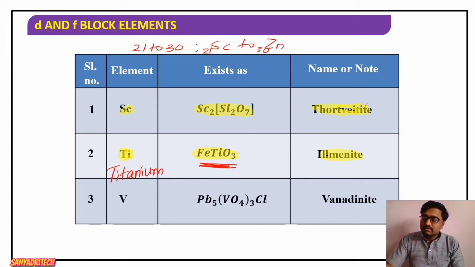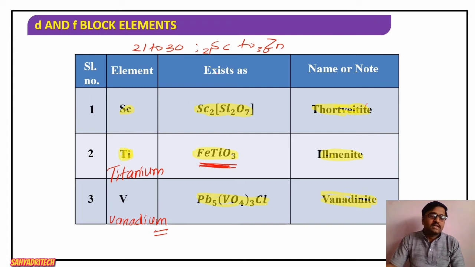The next one, the third member of the first series, the 3d series, is vanadium. Vanadium exists in nature as vanadinite. What is the chemical formula? Pb5(VO4)3Cl, vanadinite.